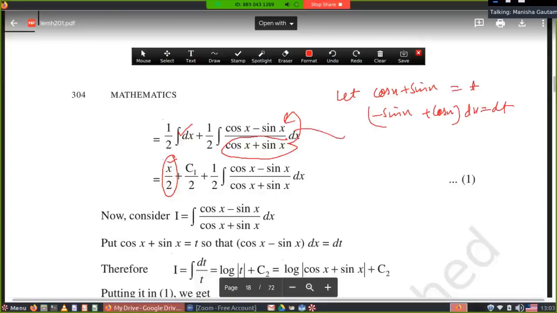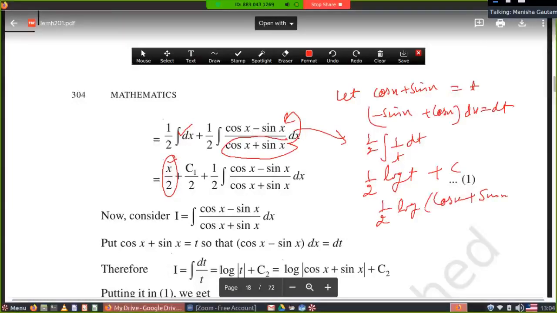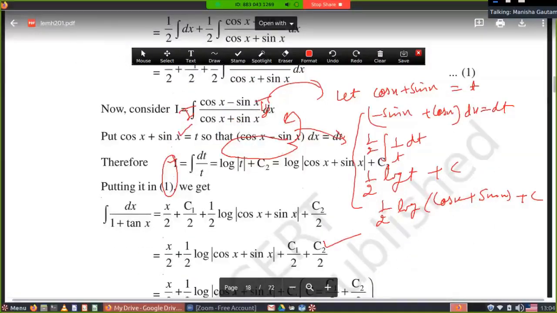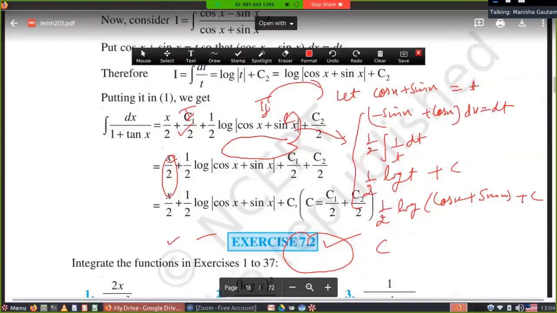Now the second part becomes half of 1 upon t into dt. So the integration of 1 upon t is log t. Now t is the value cos x plus sin x. This is the second part, and this is the first part. The second part's solution is this one. You can see here. Combining these two answers, you get the constants added, and you will get this one constant, C.